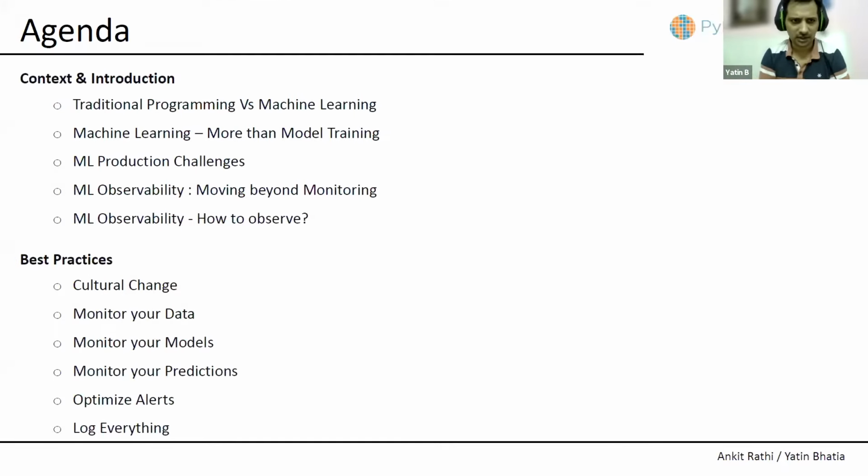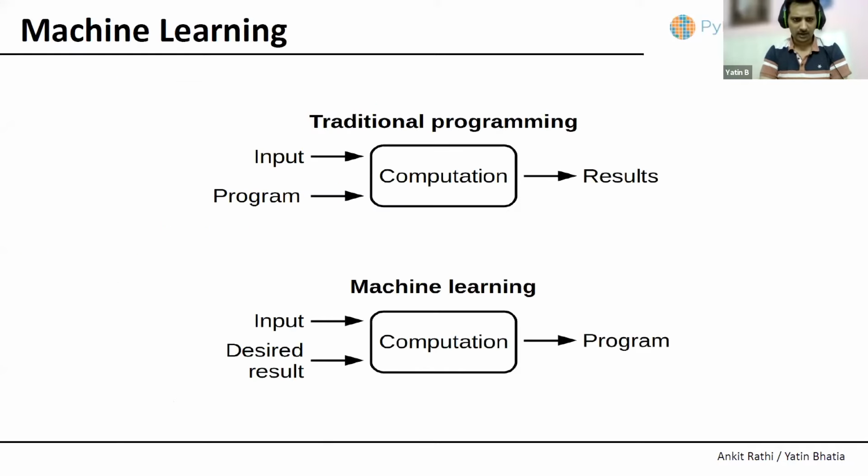Okay, so the agenda of our discussion. The first section will be context and introduction. So what we are talking about, I will go through, and after that the best practices, the main discussion, the main topic of our talk, that is best practices in ML observability, that Ankit will go through. So let me start with what is ML observability, and then after that Ankit will take over with the best practices.